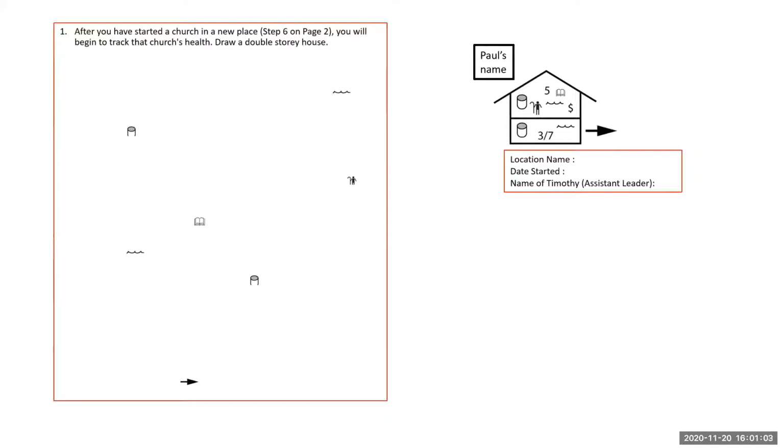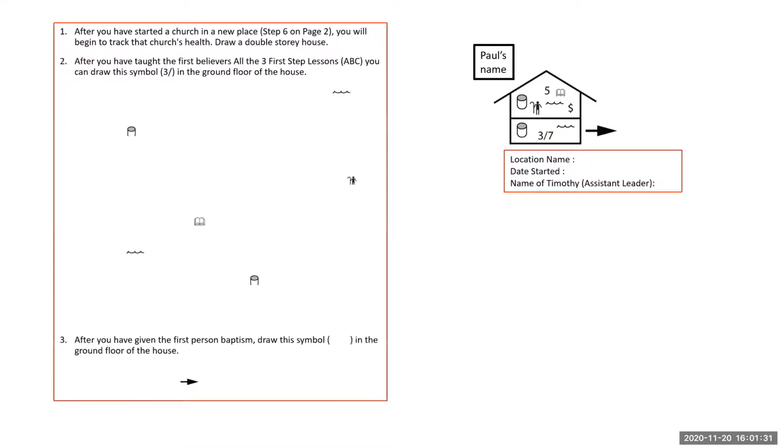Let us recall, after you have started a church in a new place, based on step 6 on page 2, you begin to track that church's health. First, you're going to draw a 2-story church on the body of Christ. You put down the name of the church planter, the location name, and the date started this church. After you have taught the first believers all the first 3 lessons, you're going to put the 3.